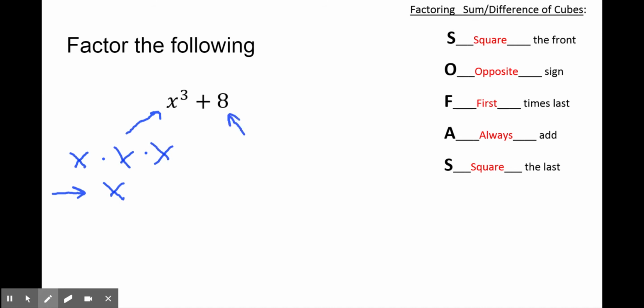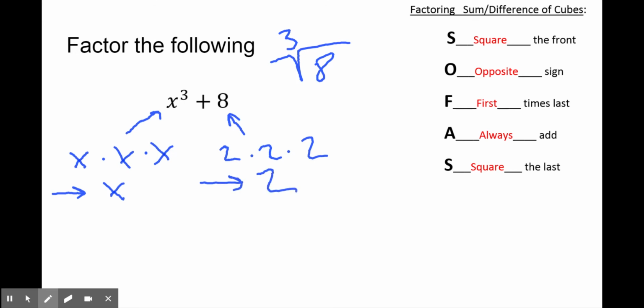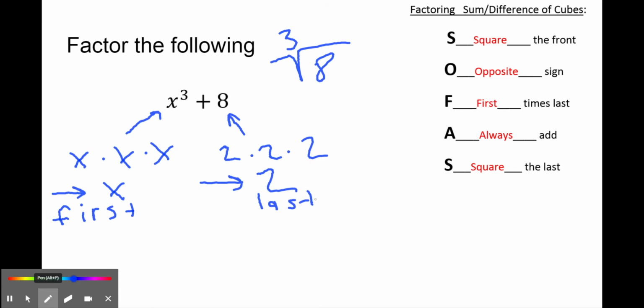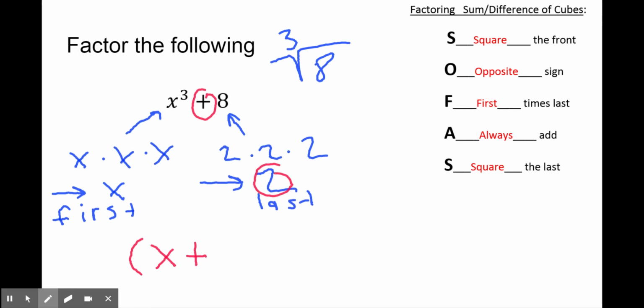Likewise, find it for 8, that would be 2 times 2 times 2. An easy way with numbers is if you have a calculator, you can take the cubed root of 8, and you'll find that it comes out to be 2. This front number right here, we're going to call the first, and this is our last. So when you go to factor these, you start out by taking the x, the sign, and the 2, and putting them in the first parenthesis.